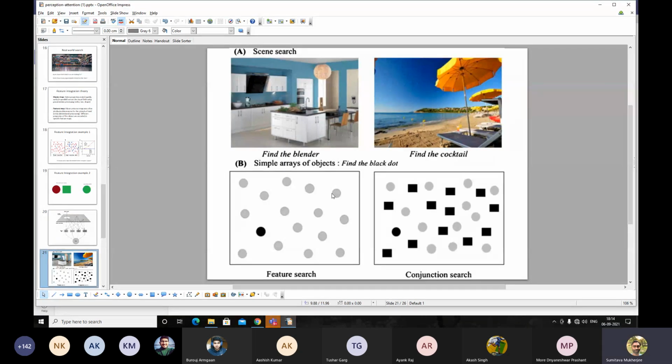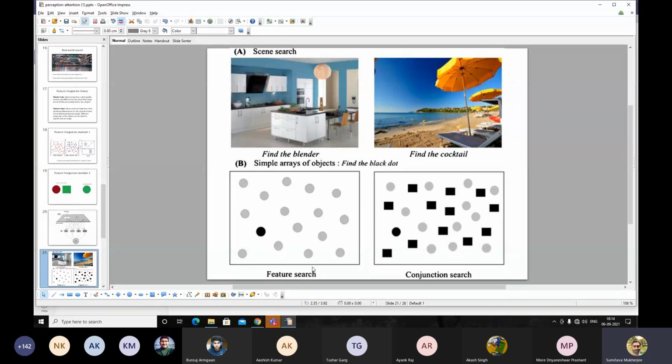This is one more example from real life. So this is a scene search task. Here the task is to find the blender, one single thing, and one single way a blender looks. So here it is. However, if you say find the cocktail, it becomes difficult because there are so many things which are yellow. There are so many things which might be looking like a cocktail, but you really did not find the cocktail, which is a conjunction search, because here you're searching for color and the object, whereas here you are just searching for the object.